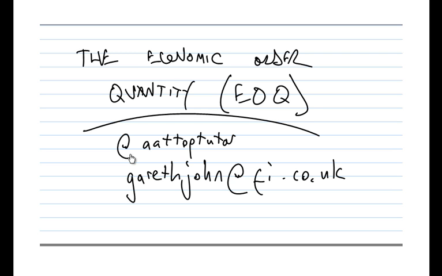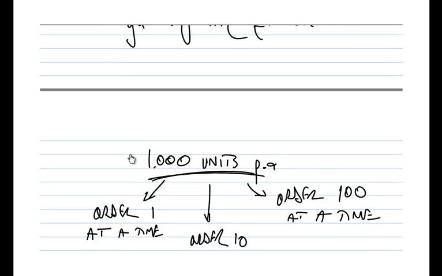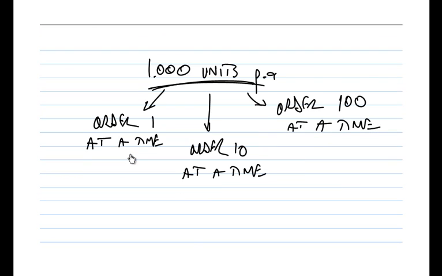What is the economic order quantity model looking at? Well, if we need supplies of raw materials, we'll need to decide how often we're going to place orders with our suppliers and how much we need to order each time we place an order. For instance, imagine of a particular raw material, I require 1,000 units per annum in order to meet my production requirements so that I can make suitable sales to my customers.